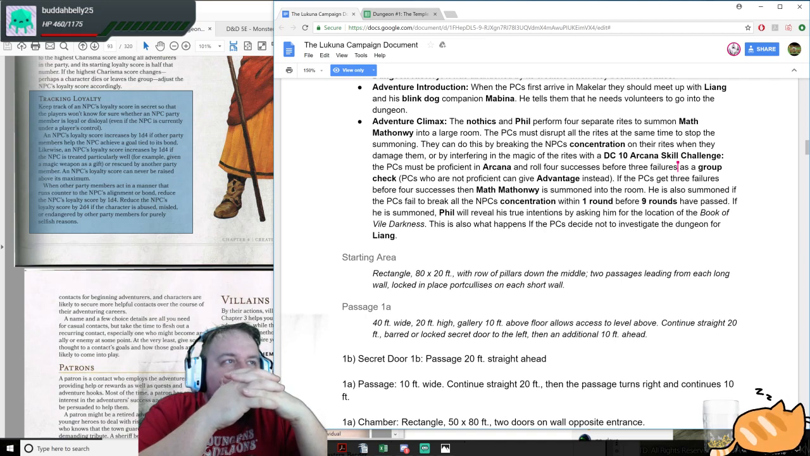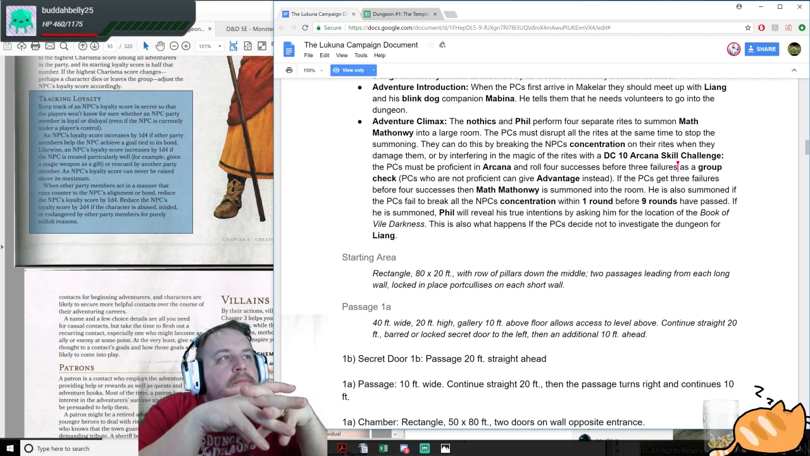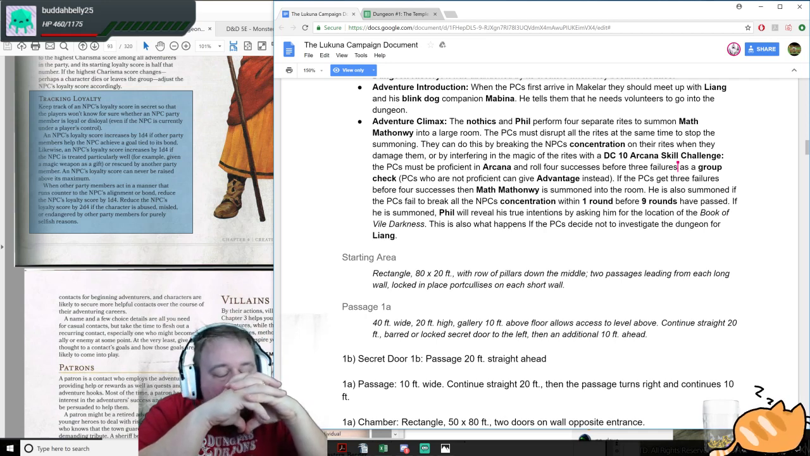The harder one to do is if they don't opt for a puzzle way out and they just want to clobber the Nothics and Phil. I had some trouble trying to balance this, and I'm still not 100% happy with it, but it's what I got. So basically, there's this rule for spellcasting called concentration. And it's something that can interrupt spells, basically. You can lose concentration and the spell will fizzle out.